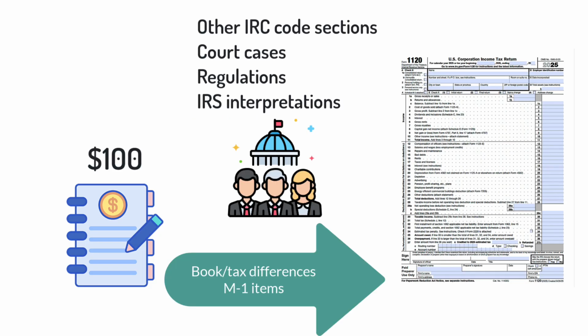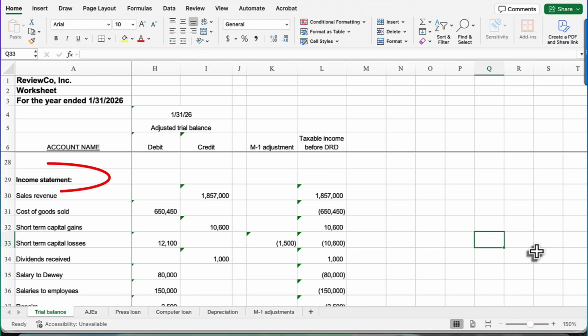We'll go through the actual calculation of M1 adjustments in the next video, part 2. For purposes of this video, let's focus on the process once we've identified the M1 adjustments. Let's go back to our Excel spreadsheet. We're going to focus on the income statement now, and we're going to start with the adjusted trial balance.